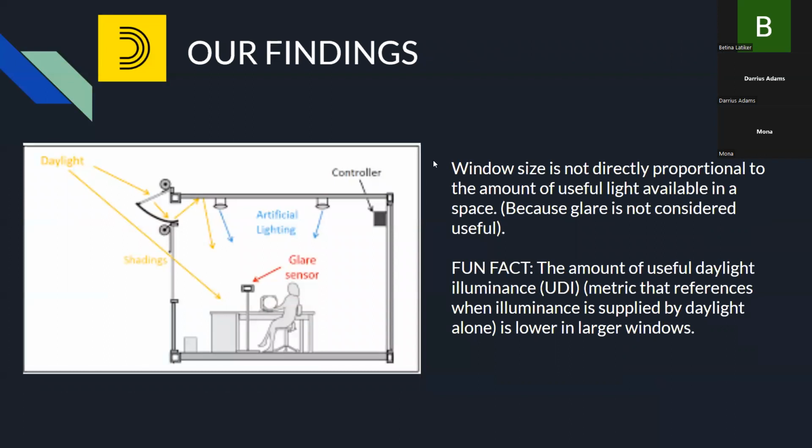Window size is not directly proportional to the amount of useful light available in a space because glare is not considered useful. A fun fact to share: the amount of useful daylight illuminance, UDI, is actually lower in larger windows.